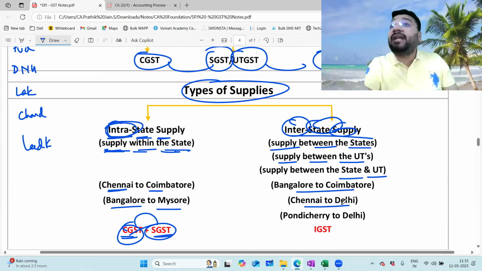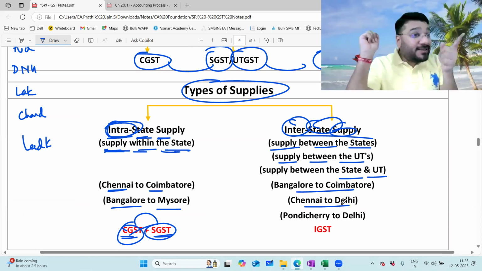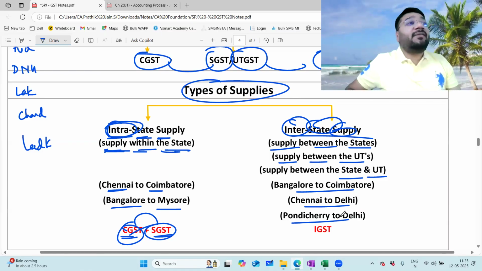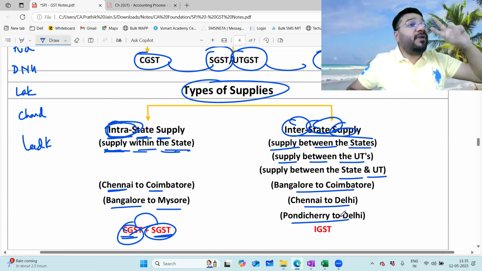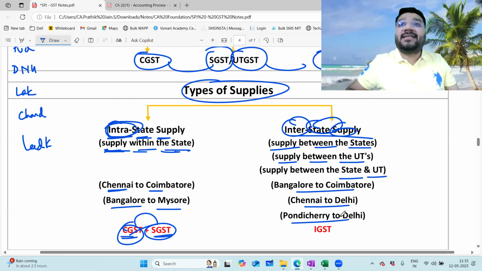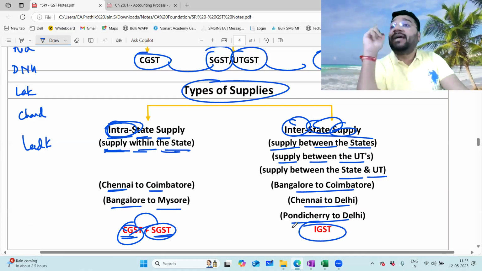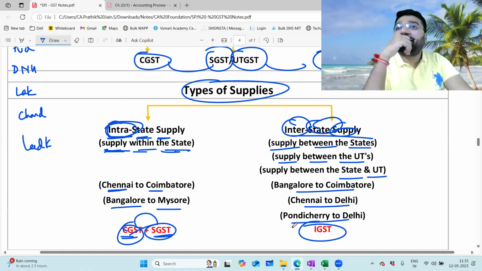Chennai to Delhi. Chennai is in the state of Tamil Nadu. Delhi is a UT. So one state, one UT. So what is it? Interstate supply. Pondicherry to Delhi. Between two UTs. Pondicherry is also a UT. Delhi is also a UT. Between two UTs, still it is interstate supply. On the interstate supply, the GST that you levy is IGST, Integrated GST. Any problem?